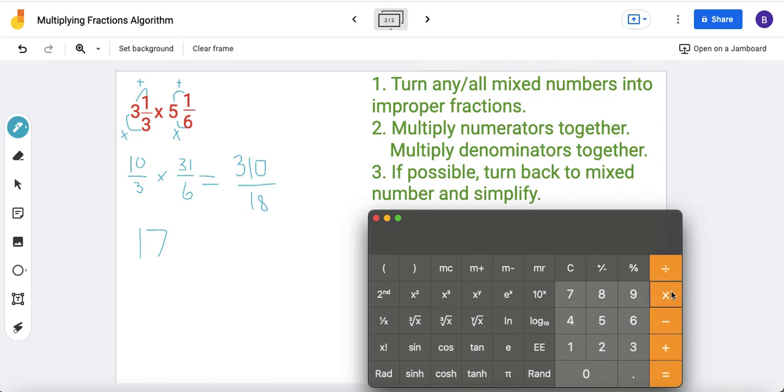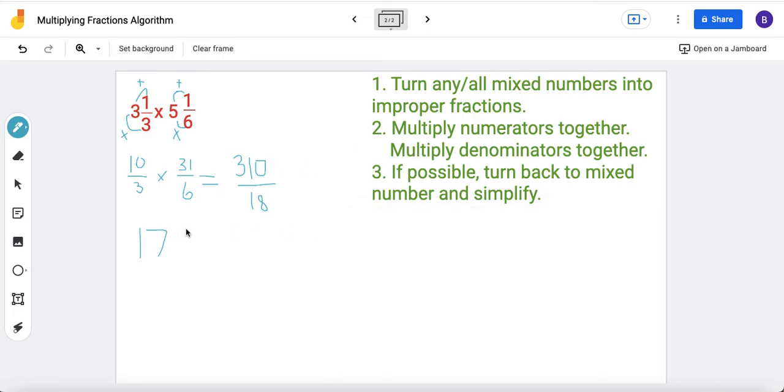So when I take 18 times 17, I get 306, which means I am 4 away from 310. So it is 17 4/18. Which again, you can simplify by dividing both by 2 to get 17 2/9.